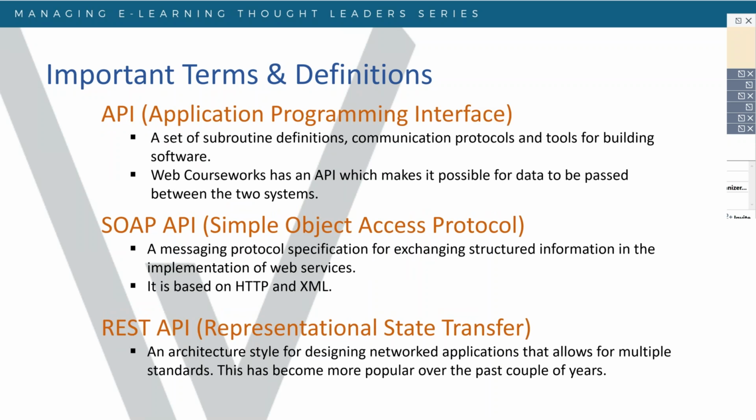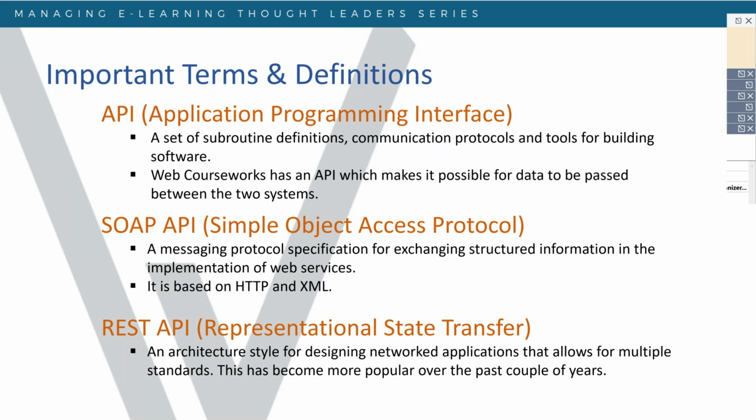API. So now I'm getting a little bit more technical. The API is the Application Programming Interface, and this is a set of subroutine definitions, communication protocols, and tools for building software. A lot of times in an implementation, we're going to say, hey, give us your API information. This is what I'm talking about: we're really looking for that technical information so that we can connect the two systems together. Web Courseworks has an API that allows for data to be passed to us, and where we can also send out that information.